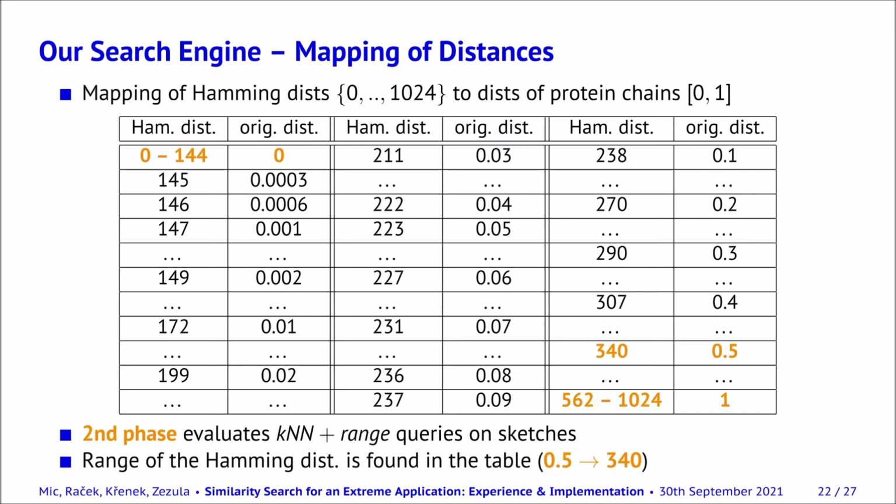The second phase of the search uses this table and evaluates KNN range queries just on the long sketches. Then it returns a list of IDs of similar protein chains into the user interface, and here they are asynchronously processed. That means Q-scores are evaluated. At the same time, the third phase of the search is executed.